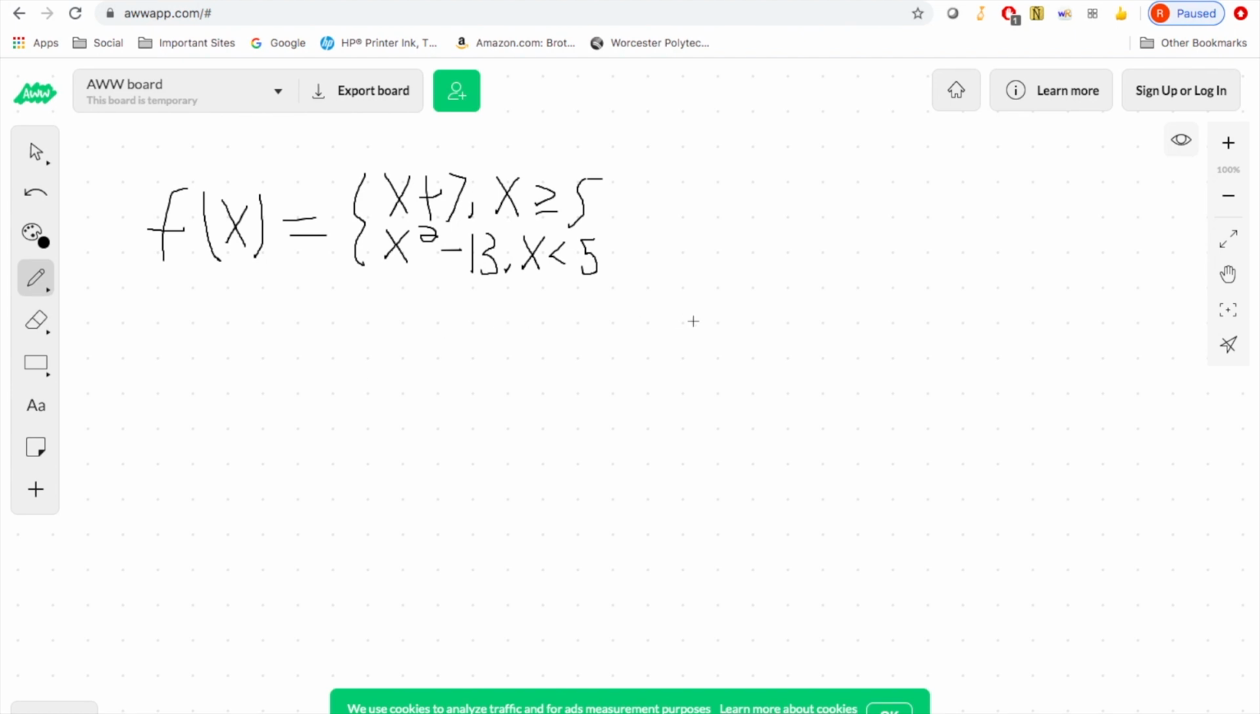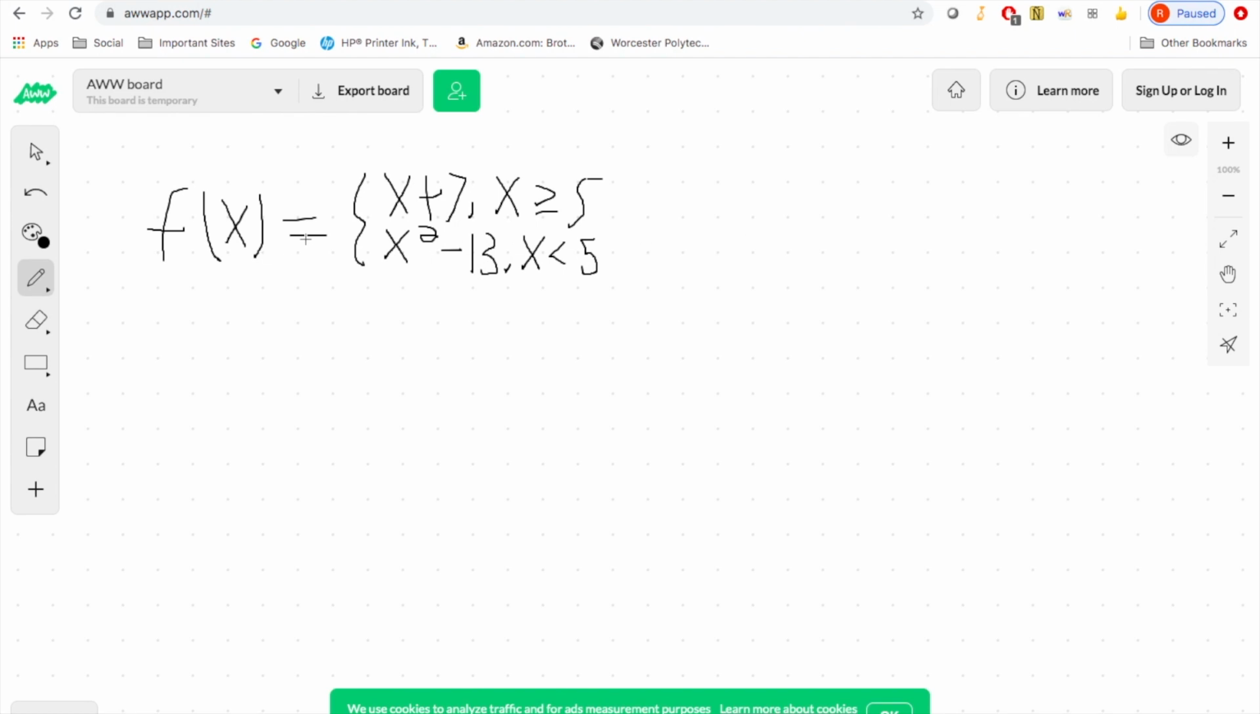First of all, in order for a function to be continuous at a certain point, the function needs to be defined at the point. The limit from the left needs to equal the limit from the right at that point, and the limit as x approaches that point needs to equal the value of the function at that point. So let me do an example to help us out with understanding that definition.